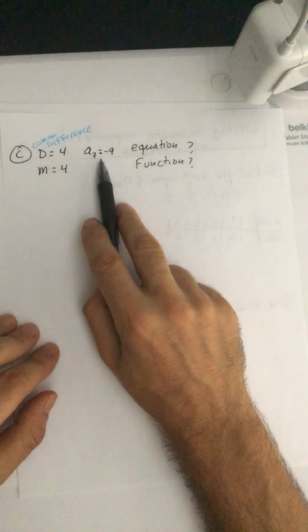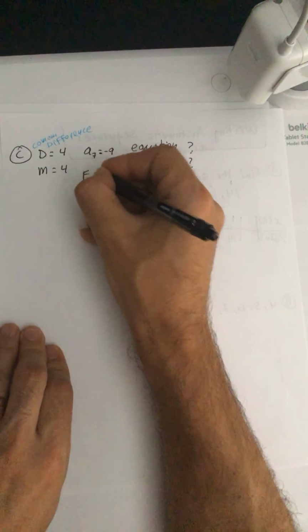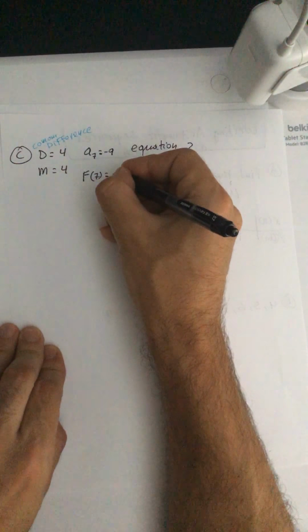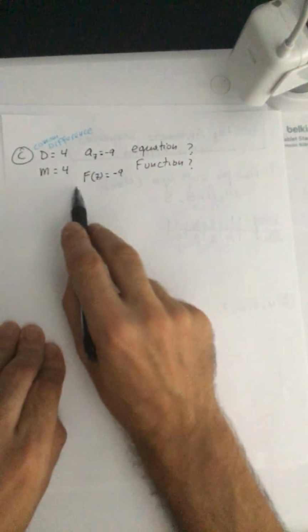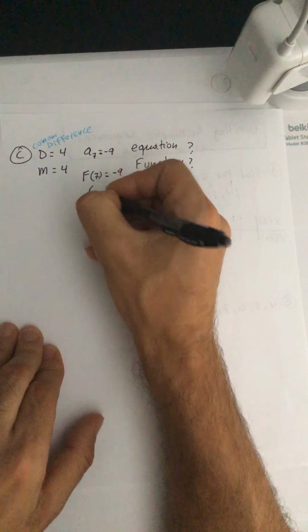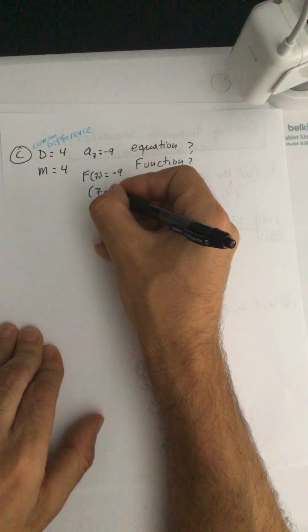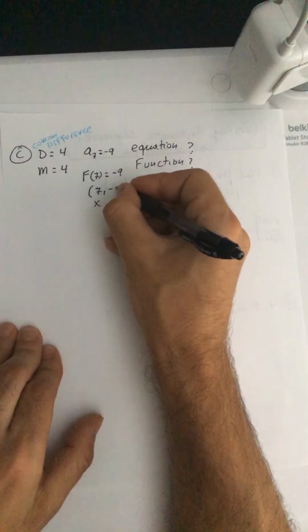Now, a of 7 equals -9. So if you guys remember from the previous chapter, this is the same thing as having f of 7, function of 7, is equal to -9. Remember, f of x is y. And this is the same thing as having a coordinate, where this is your x, which is 7, right? That's your x. And that's your y, -9.